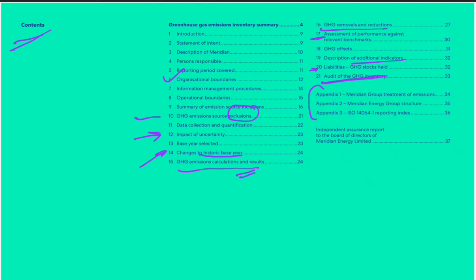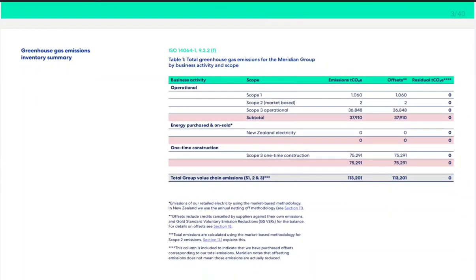Then in the appendices you see 1, 2, 3, where the Meridian group treatment of emissions, group structure, reporting index for ISO 14064-1. Okay, that is also available. Independent assurance report to the board of directors of the company actually. So this is interesting, independent assurance report also. So let us proceed further.